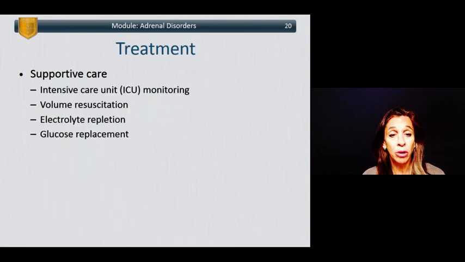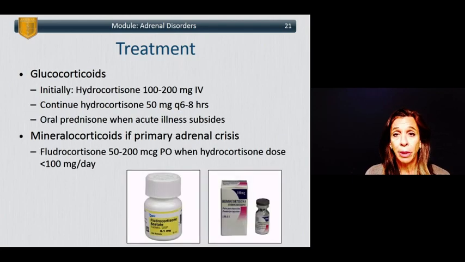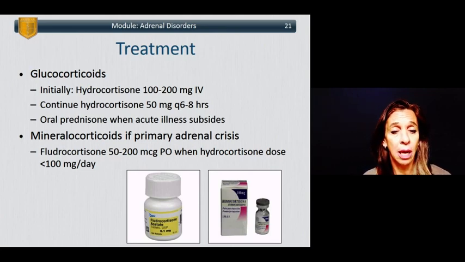So the treatment is supportive care, hydration, volume resuscitation, electrolyte repletion, glucose replacement, intensive care monitoring, and replacement with glucocorticoids. Initially, hydrocortisone in 100 to 200 milligram IV boluses are effective. One should continue hydrocortisone in doses of approximately 50 milligrams every 4 to 6 hours. Once the acute illness subsides, the patient can be transitioned over to oral prednisone.